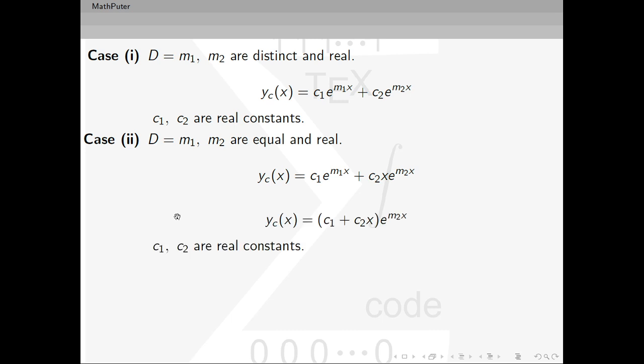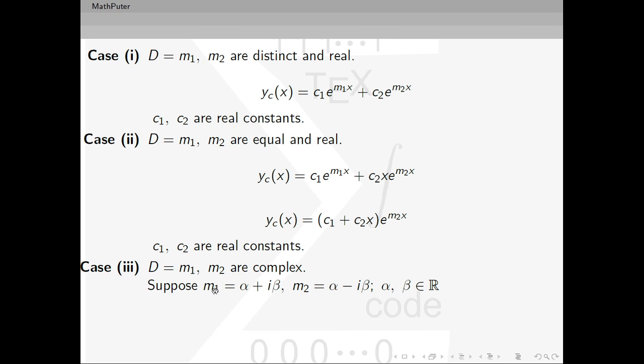Case 3, when the roots are complex. Suppose m1 is alpha plus i beta and m2 is alpha minus i beta. Alpha is the real part and beta is the imaginary part. So the solution y(x) is e raised to alpha x, c1 into cos beta x plus c2 into sin beta x.